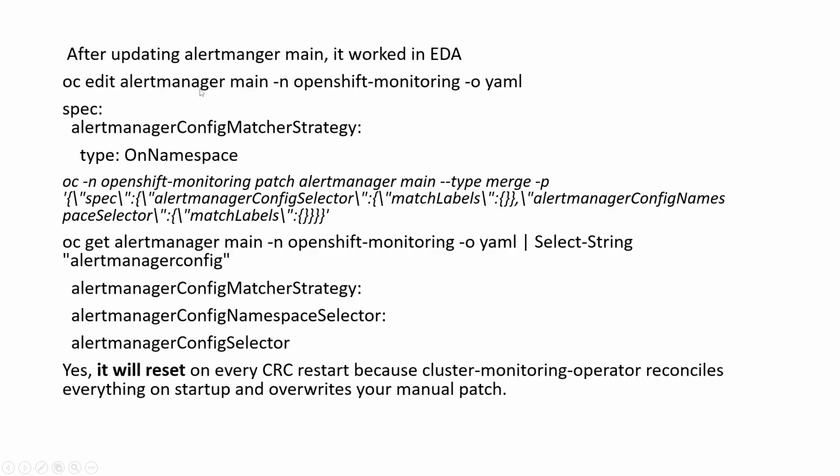After that, we'll upload the alert manager main. Since we have the alert manager config match strategy on namespace, we also need an alert manager config selector and namespace selector, so that it is able to send the alert to that particular EDA that we have configured. For that, we need a manual patch that I have done. Upon restarting CRC, this file will automatically get deleted, so we need to patch again in order to send our alerts to the EDA event.